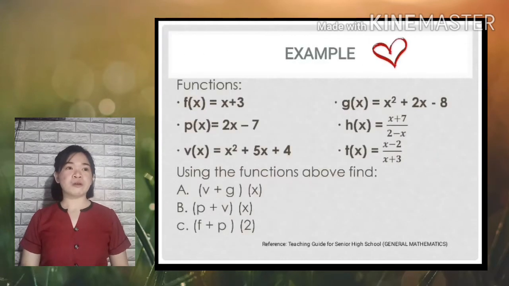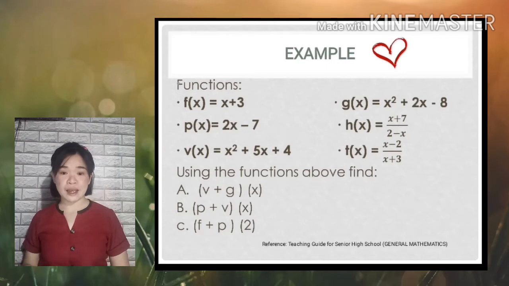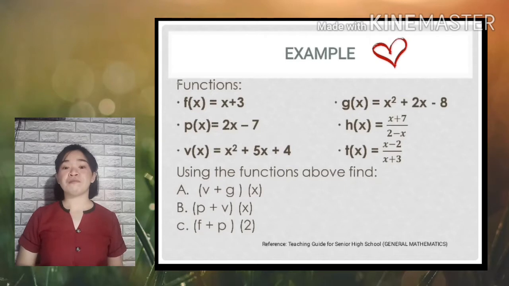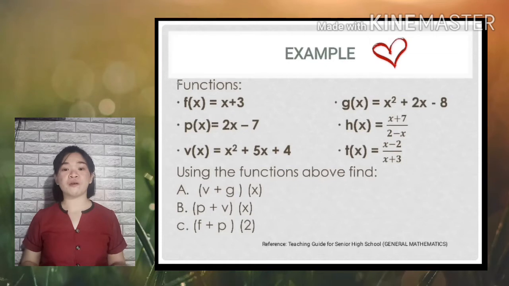Example. Before I give you an example, I just want to remind everyone that the properties we use in addition, for example the commutative property, are also applicable in the addition of functions. The commutative property is a plus b is equal to b plus a. At the same time, f plus g is equal to g plus f. So, it does not matter if our addends are interchanged. We are going to get the same answer.